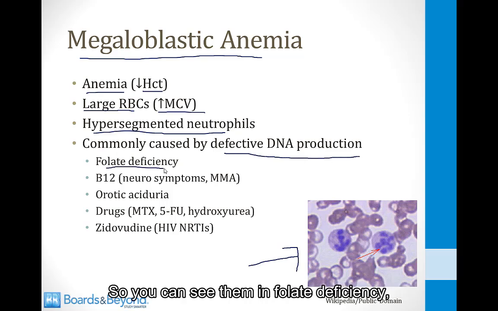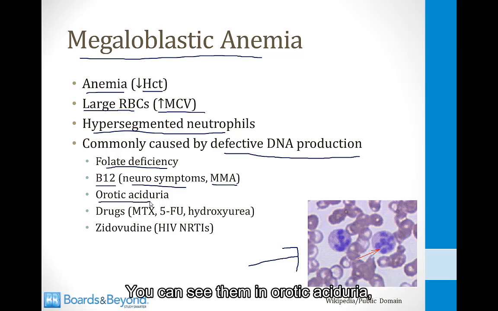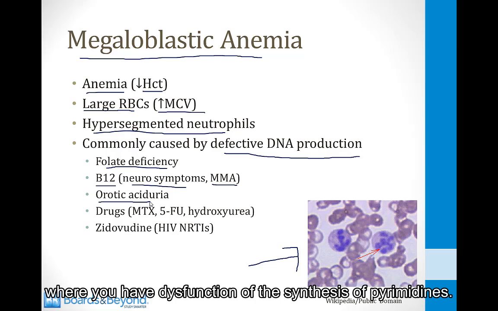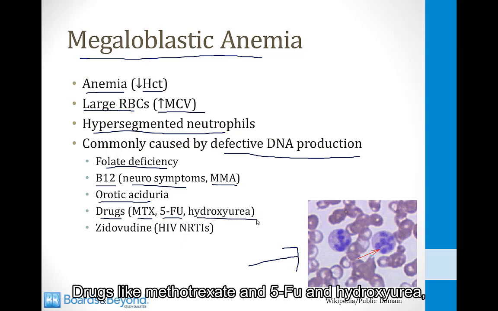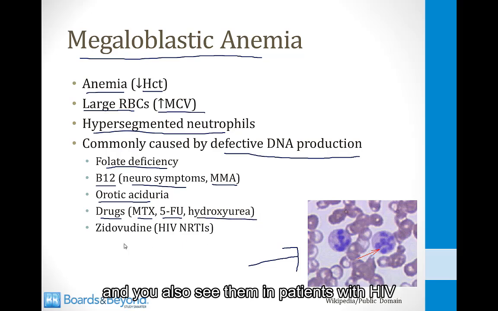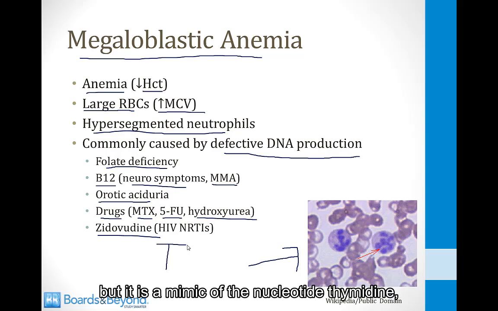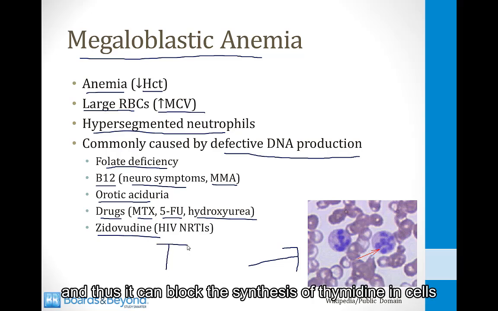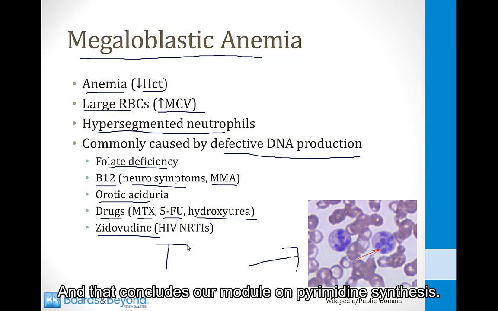So you can see them in folate deficiency, and you can see them in B12 deficiency along with neurosymptoms and high levels of MMA. You can see them in orotic aciduria, where you have dysfunction of the synthesis of pyrimidines. You can see them secondary to drugs that inhibit thymidine synthesis, drugs like methotrexate and 5-FU and hydroxyurea. And you also see them in patients with HIV who are taking zidovudine. Zidovudine is a nucleoside reverse transcriptase inhibitor, but it is a mimic of the nucleotide thymidine, and thus it can block the synthesis of thymidine in cells and cause a megaloblastic anemia. And that concludes our module on pyrimidine synthesis.